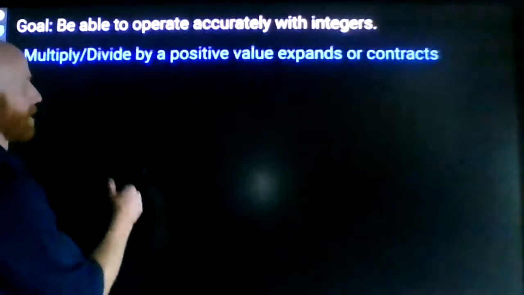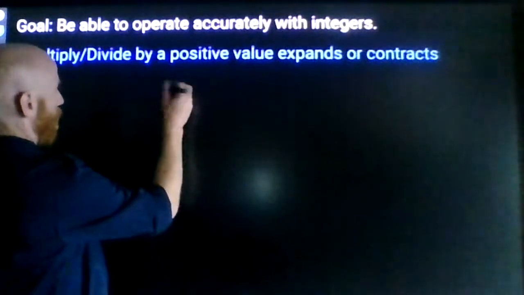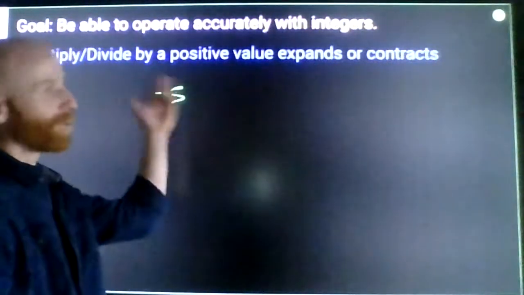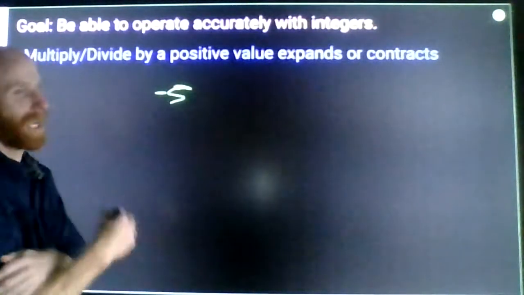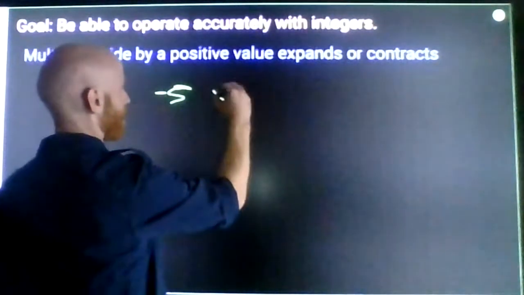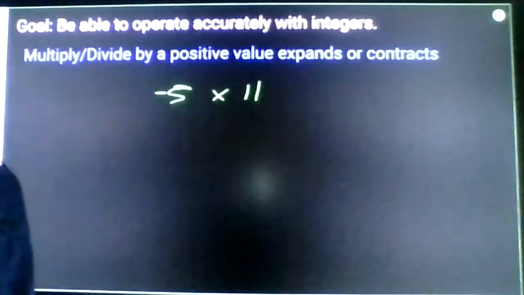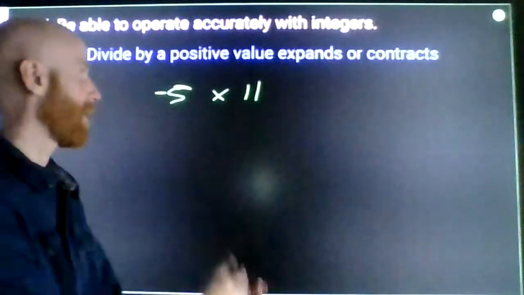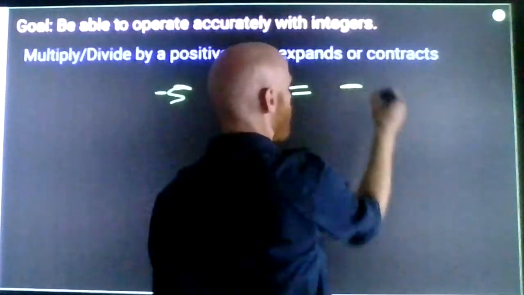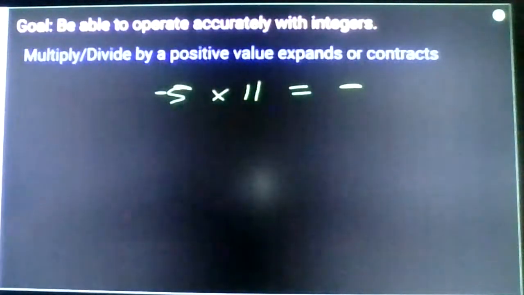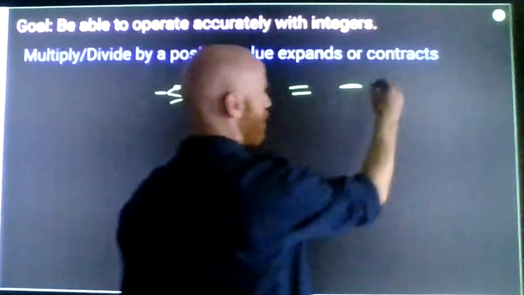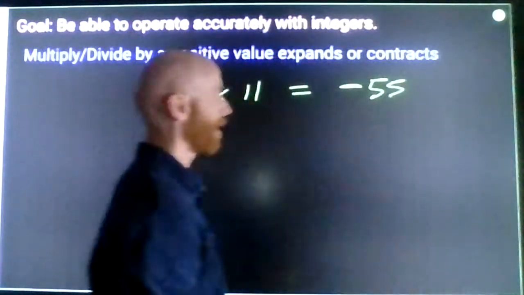Similarly, if I walk backwards 5 paces, or if I lose $5, let's say I lose $5 and I do that 11 times. I lost five, I lost another five, I lost another five, I lost another five, I lost another five. I lost a lot of money. That's a loss for me. If I lose $5 11 times, ultimately I lost $55, okay?